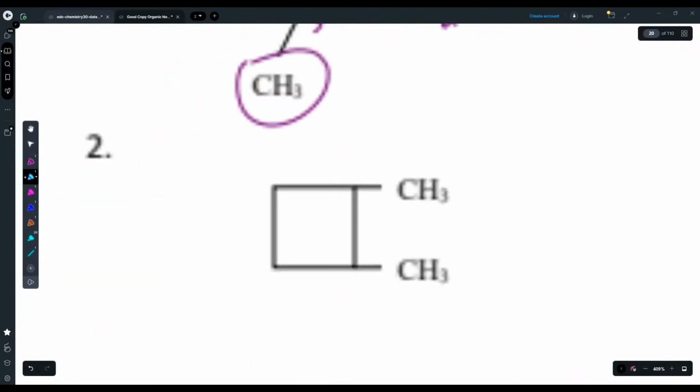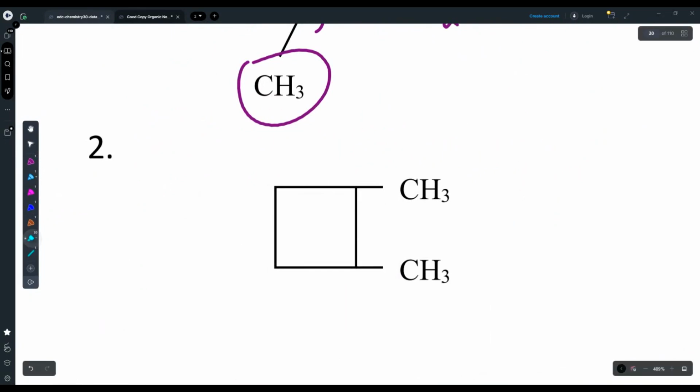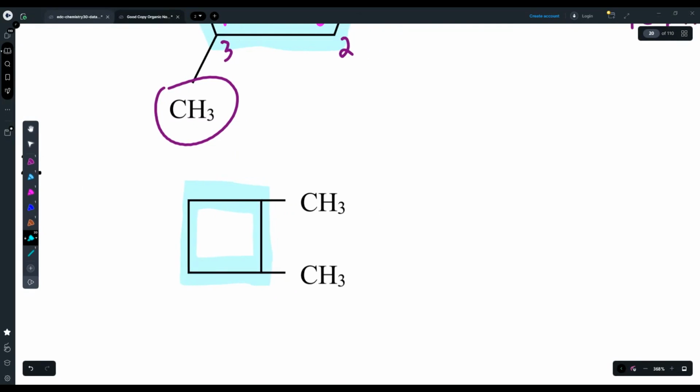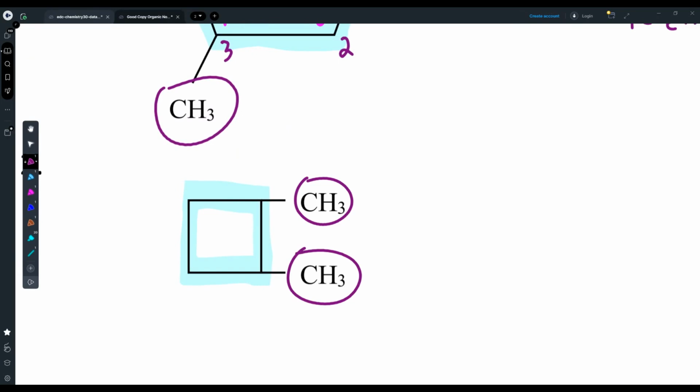All right, example number 2. So I'm just going to highlight where my parent chain is, which is right there. And it looks like we've got 2 branches here, 2 methyl groups. Okay, so with numbering my carbons, I could be going like this, 1, 2, 3, 4. Or alternatively, I could be doing 1, 2, 3, 4.